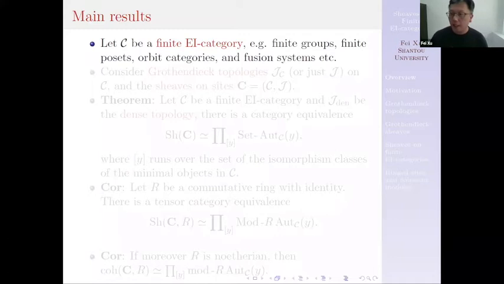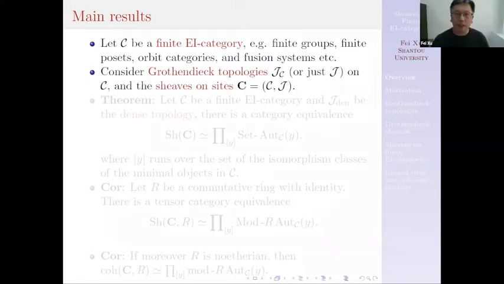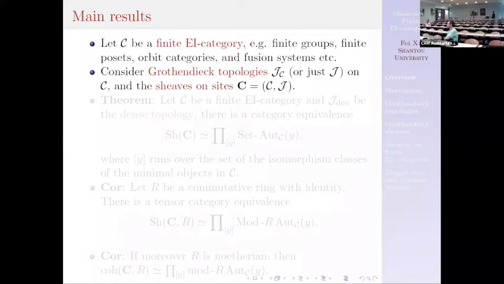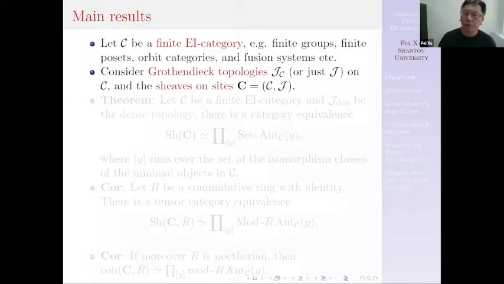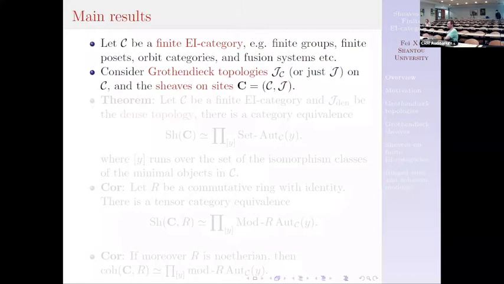And yesterday, Jesper and Ellen spoke about transporter categories and orbit categories, and these are finite EI categories. We are going to consider various Grothendieck topologies on these EI categories. This is some sort of geometry, and then we can study sheaves on a site. So if a small category is given a Grothendieck topology, we call it a site.